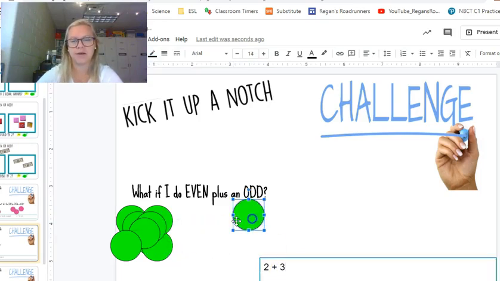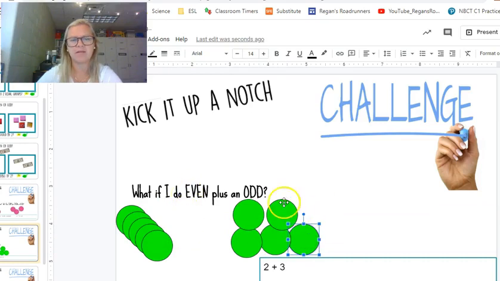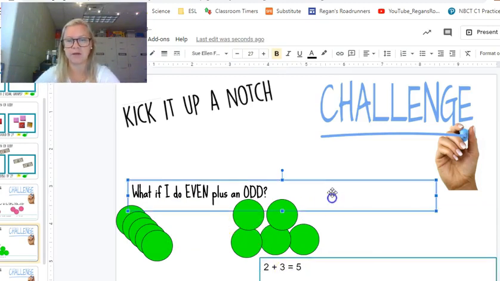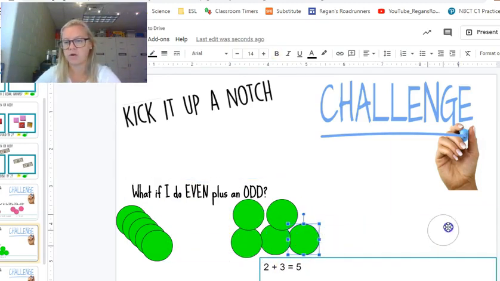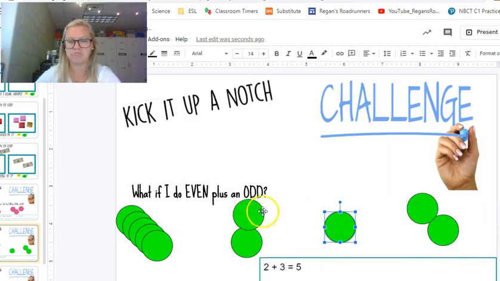So let's take our 2 counters here, 1, 2, and let's add to that pile 3, 1, 2, 3. So can I split this into 2 equal groups? We know that that's 5 right there. So let's see. 1 over here, another over here. I have 2 here, 1 there, just like our dollar bills. There's 1 left over. So what does that mean?